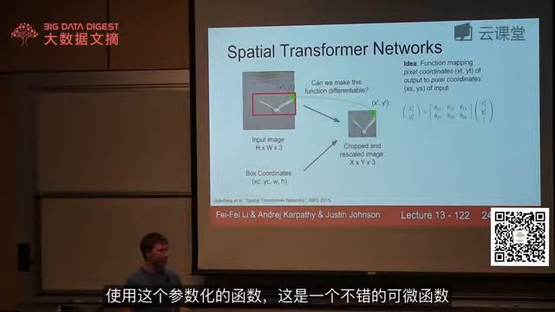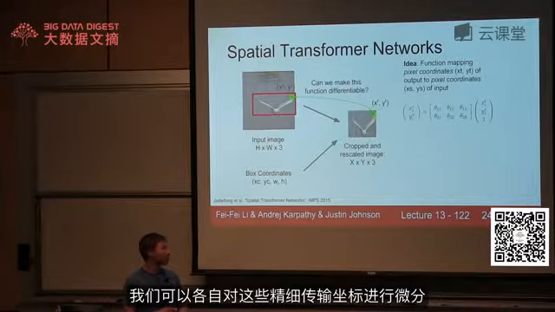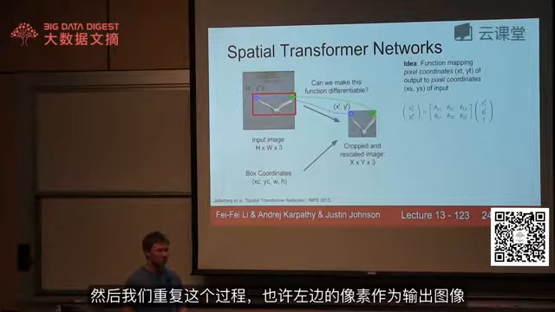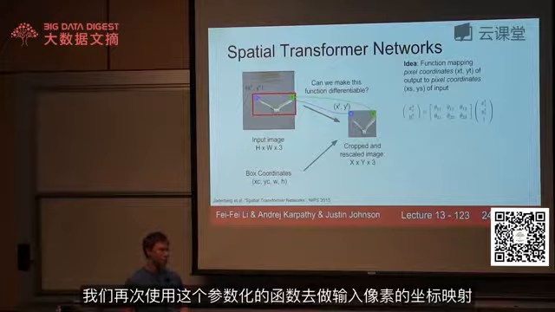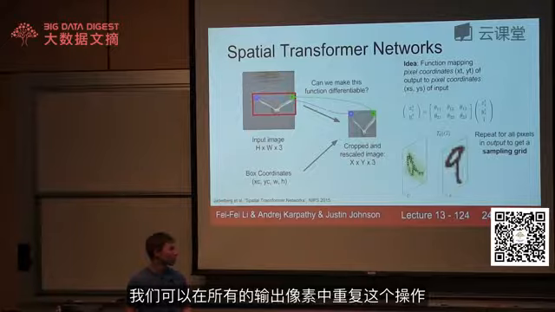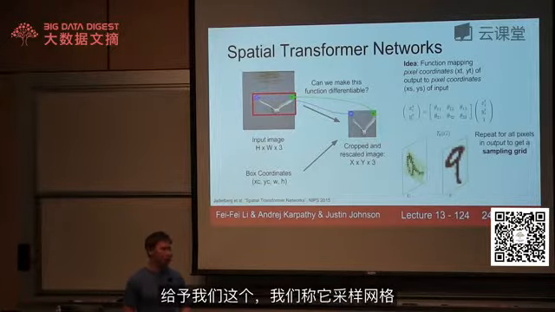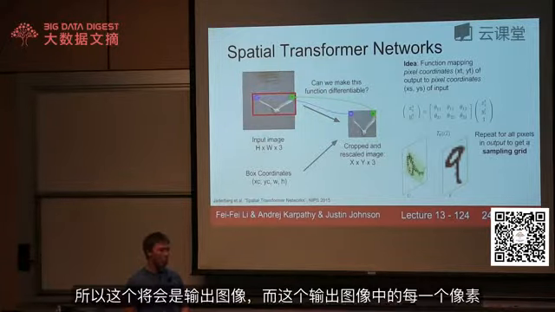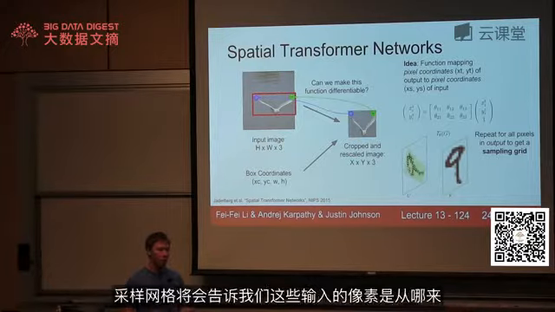So that's a nice differentiable function that we can differentiate with respect to these affine transform coordinates. Then we can repeat this process, and again, for maybe the upper left-hand pixel in the output image, we use this parameterized function to map to the coordinates of the pixel in the input. Now we can repeat this for all pixels in our output, which gives us something called a sampling grid. So the idea is that this would be our output image, and then for each pixel in the output, the sampling grid tells us where in the input that pixel should come from.